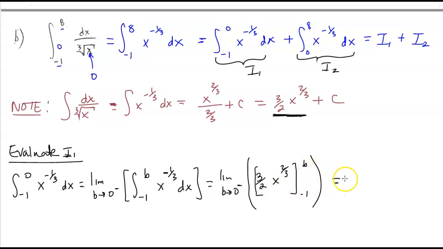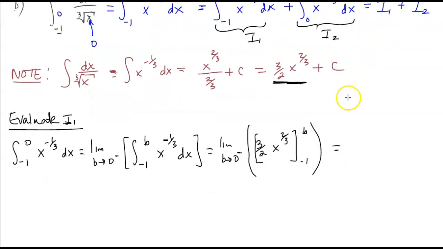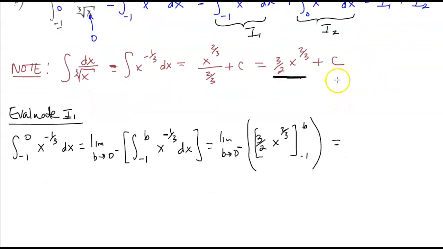All right, so now from here, again, we just need to evaluate this expression here at b, and then minus, then at -1, and then we'll repeat the process for I2. So let's go ahead and finish this one up here. And on the next one, since we kind of know what the outcome is going to be, I'm going to skip some steps.